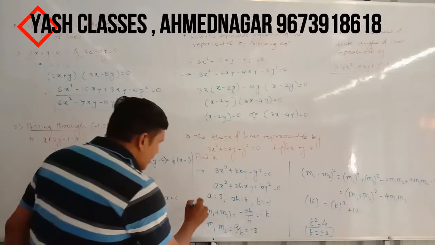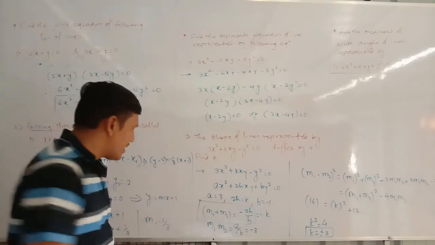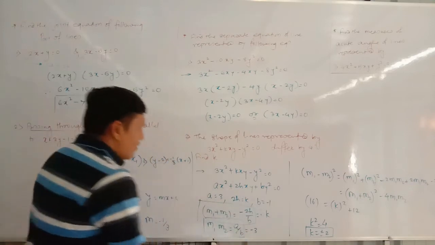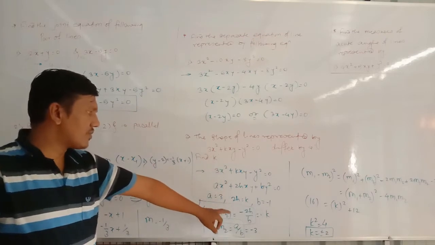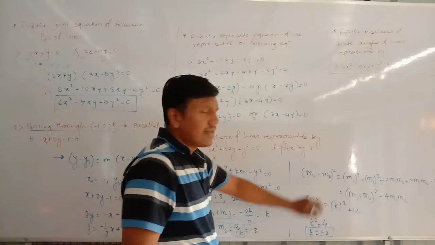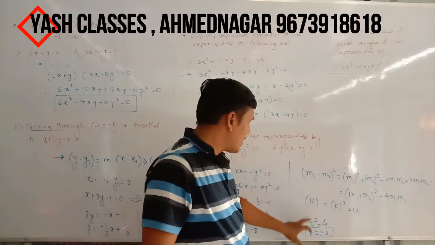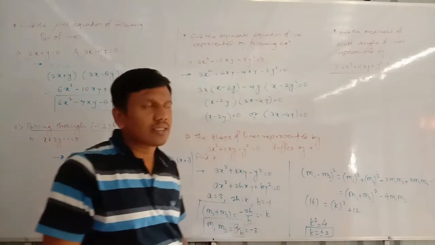But here the standard equations we require are m1 plus m2 is equal to minus 2h by b and m1 m2 is equal to a by b. We just have to compare the values of 2h by b and a by b. Similarly, rearrange the equation as the difference is given, in terms of the basic form of the equation. Then we get the value of k as plus minus 2.